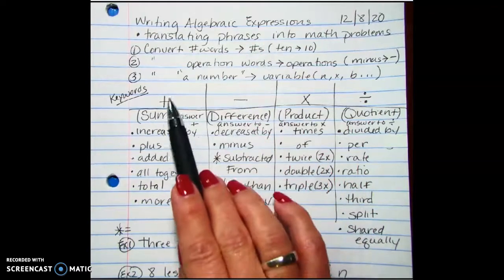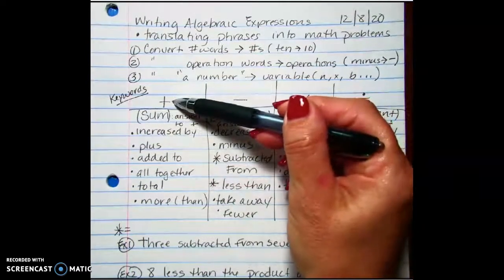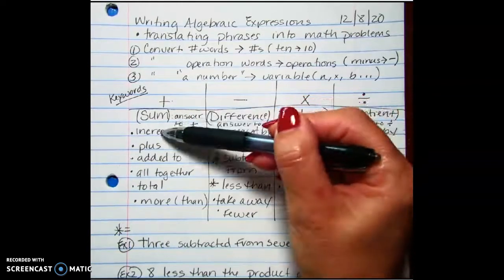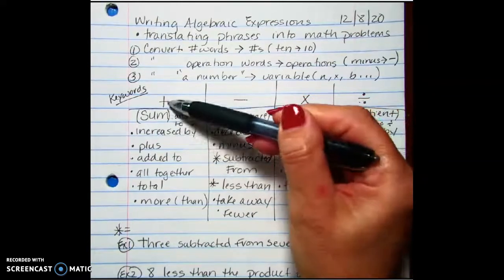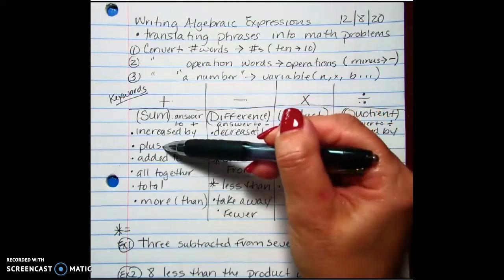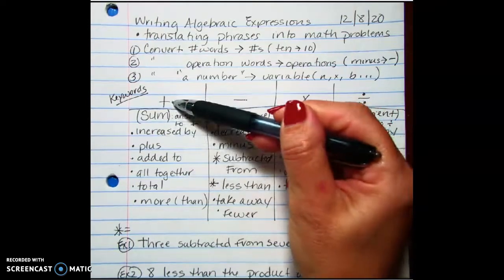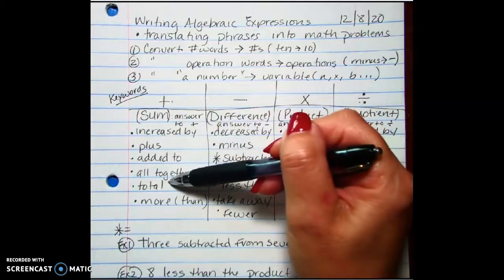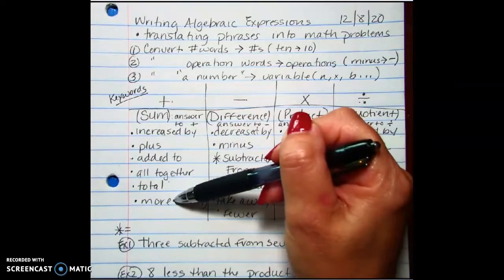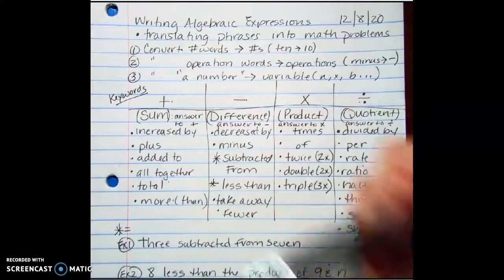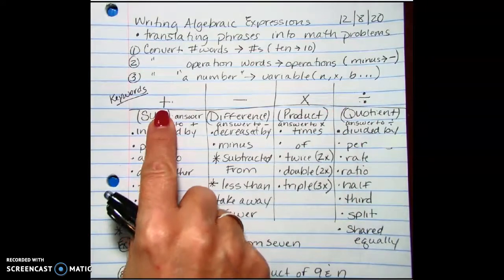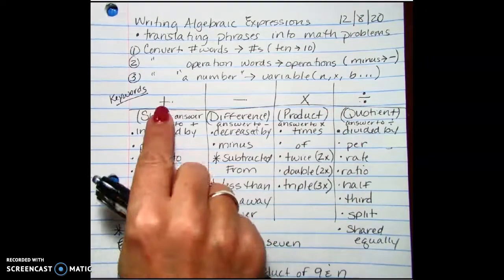Along with sum, under the column of adding or addition, if we see the words increased by, we would add. The word plus would mean add. Added to is add as well, total, and more, sometimes accompanied with the word then. And we would add. These all mean to add.